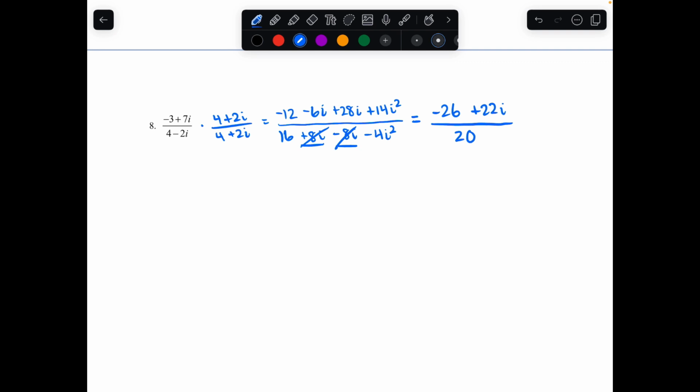Now we're almost done. We need to put it in standard form. So it needs to look like a plus bi. So let's separate this into two fractions. This becomes negative 26 divided by 20 plus 22 divided by 20 times i. Even though this is in standard form, we can actually simplify these fractions a little bit more, so let's go ahead and do that. This becomes negative 13 over 10 plus 11 over 10 times i. And that is our final answer.